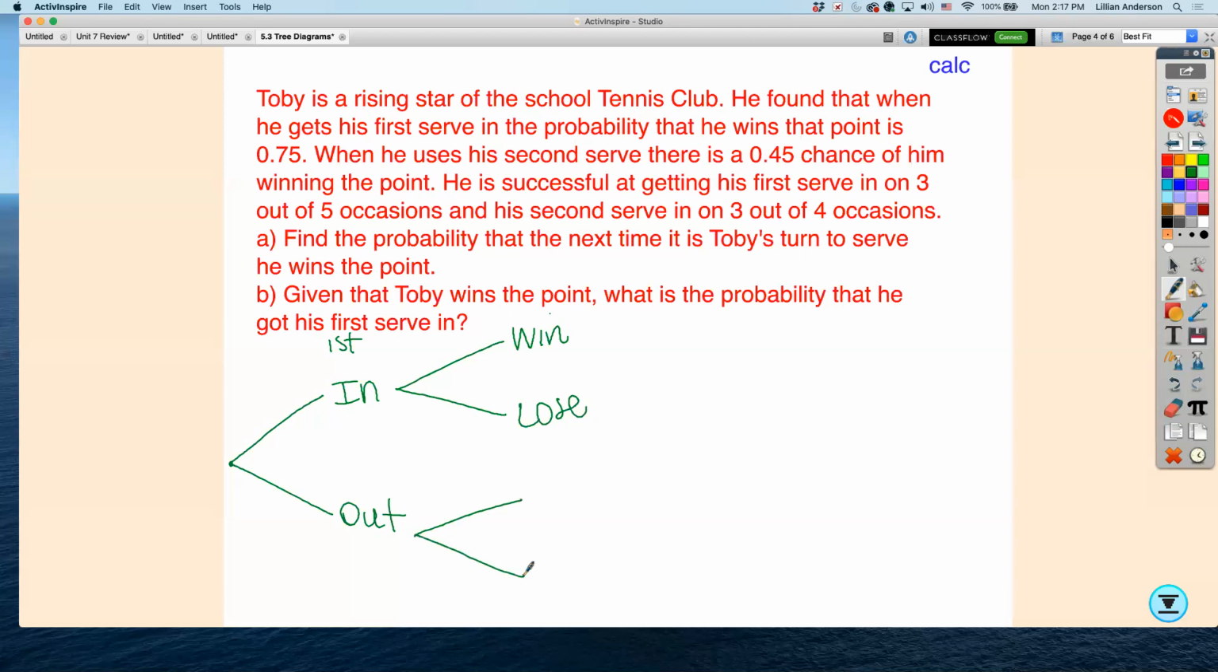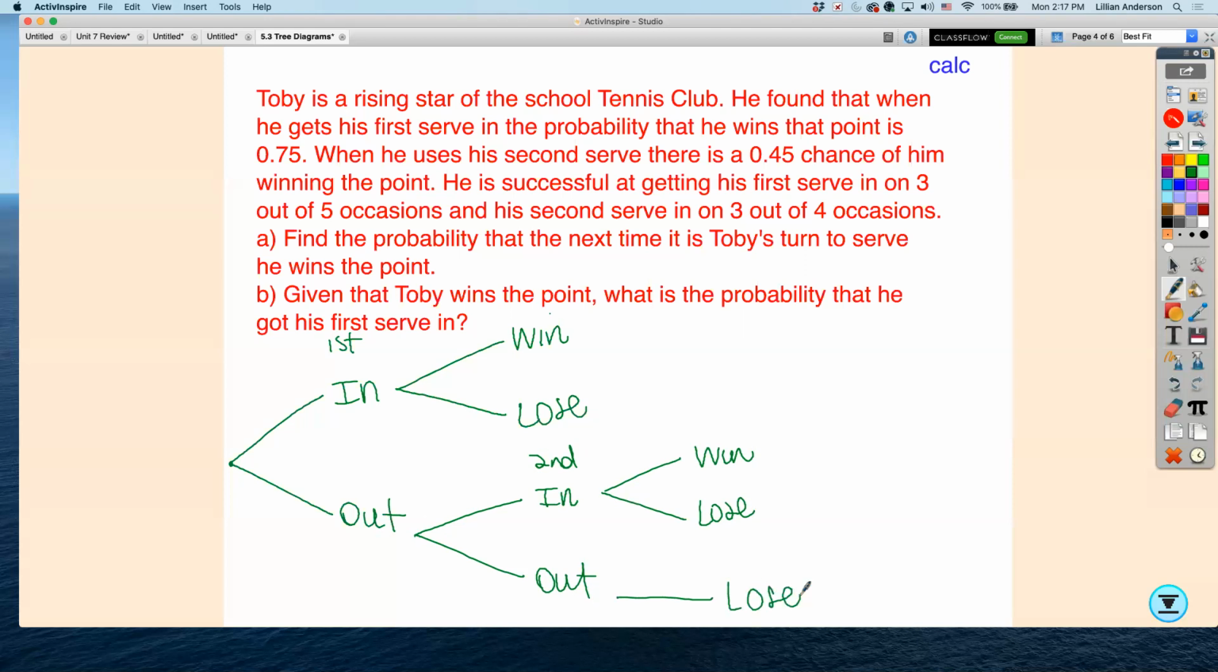So 2 things can happen again. He can either get it in or it can go out. Okay, so this is on the second attempt. Of course, if he gets the second serve in, they play it out and he's either going to win or lose the point. But if he gets it out on his second serve, then he just loses the point altogether.